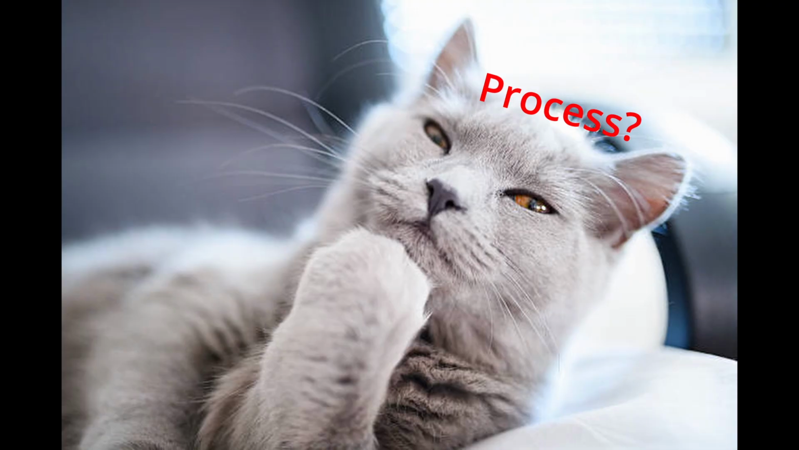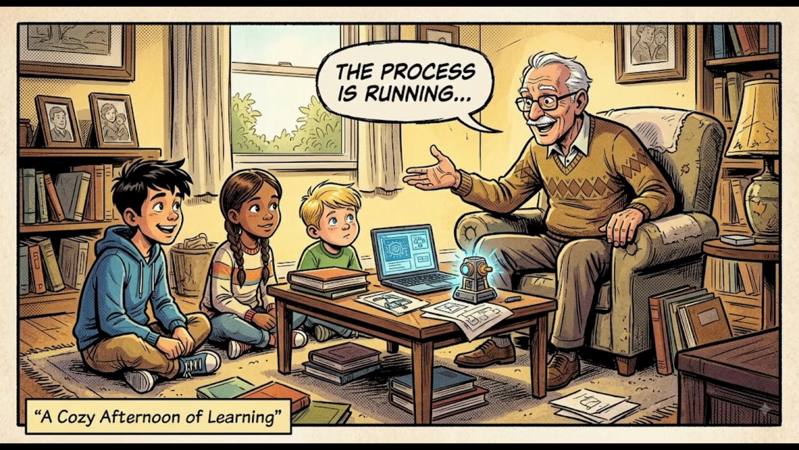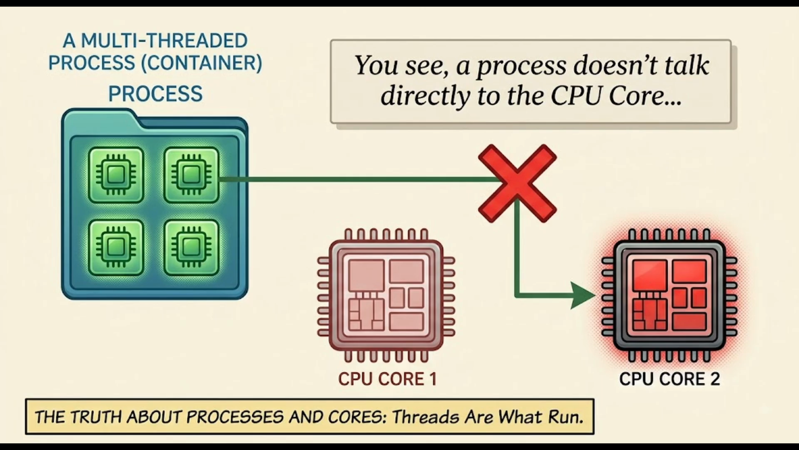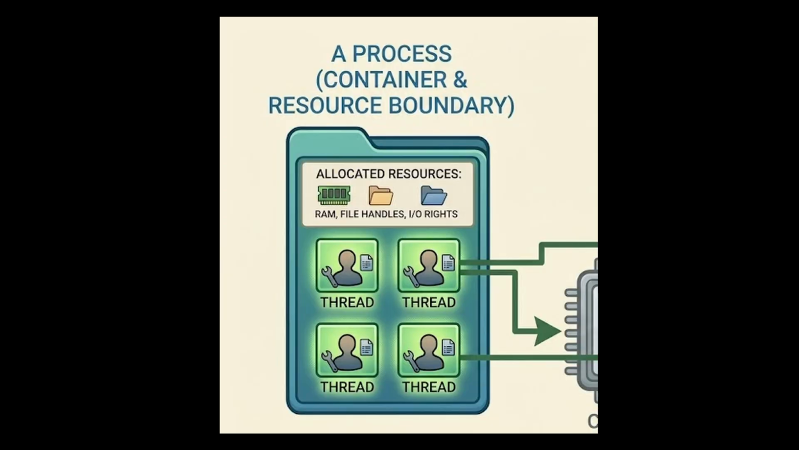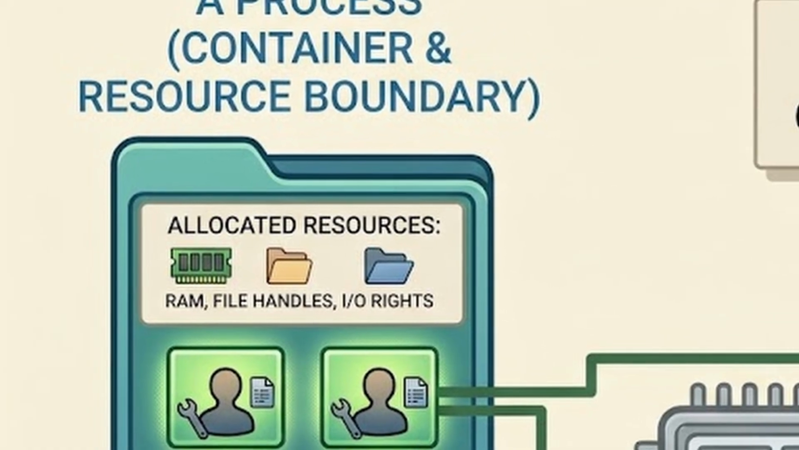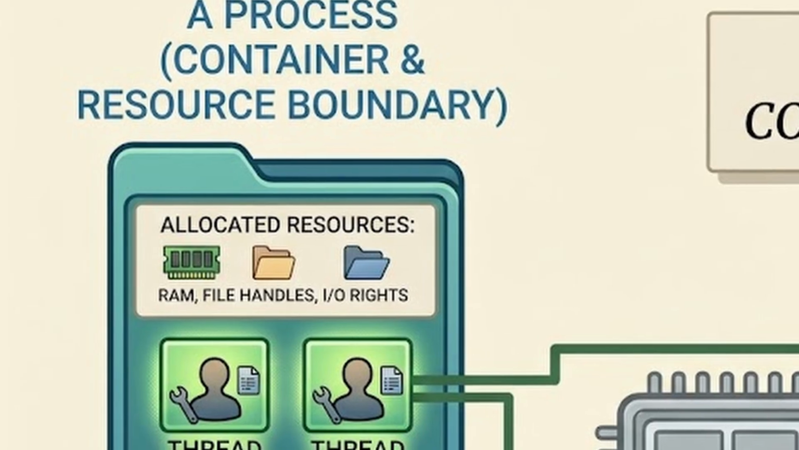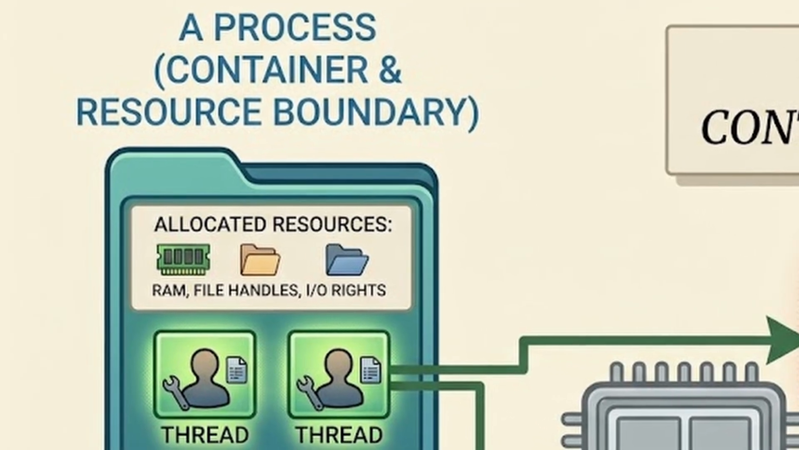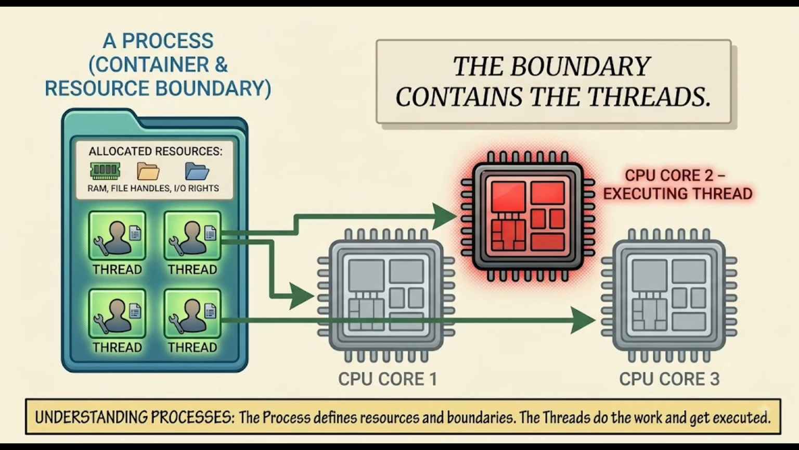What is a process? When people say a process is running, it is not actually something that interacts with the CPU core. A process doesn't get executed at all. It just represents a resource allocation and a boundary. Processes are not something that can run on a CPU core. The one that actually runs on a CPU core is a thread.